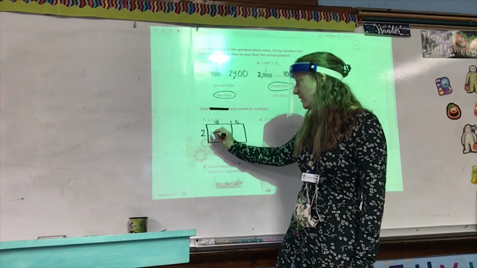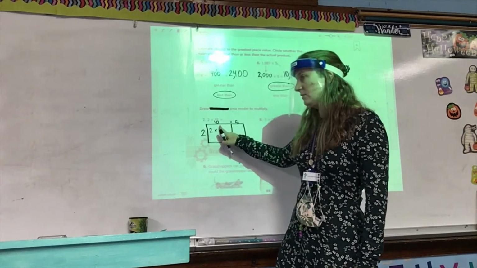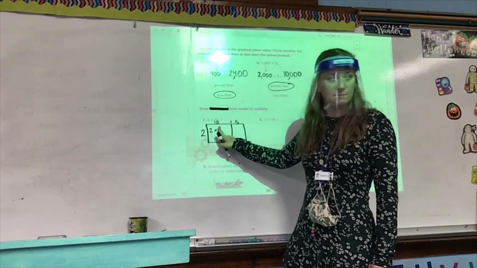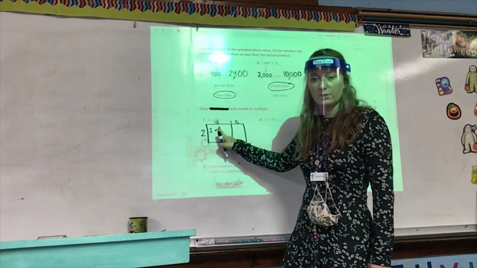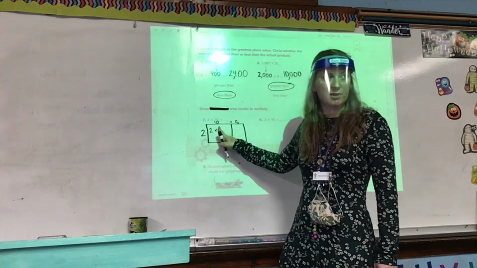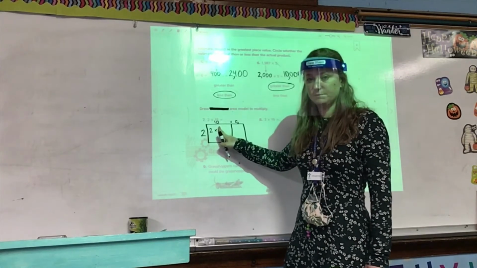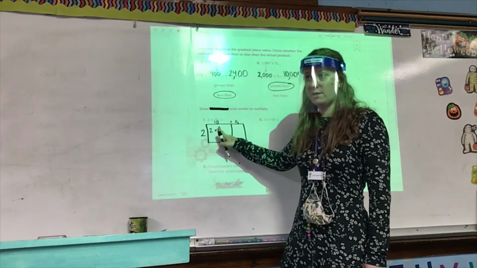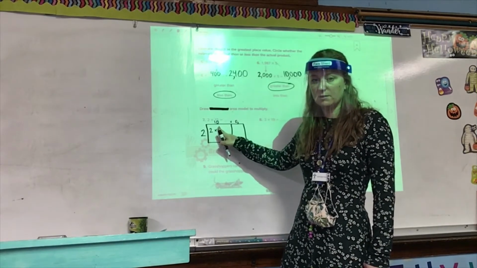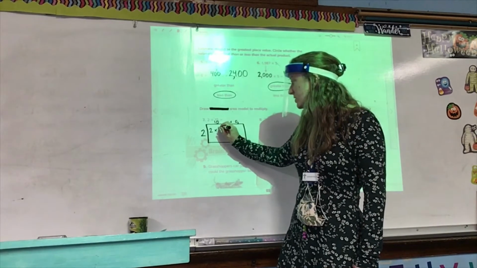So I multiply the factor on the side of my rectangle by the, what is this? Victoria? What do I put above my larger piece of the rectangle? Michaela? Which place goes above the larger side of my rectangle? Smith? The tens place. By the tens, which in this case is 10.